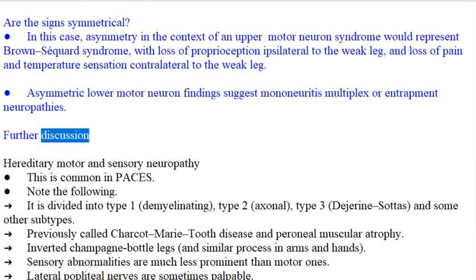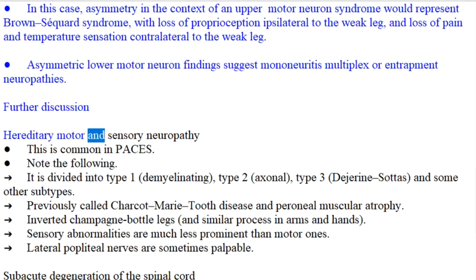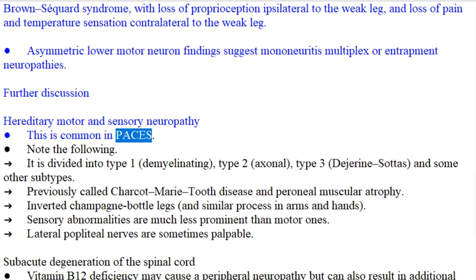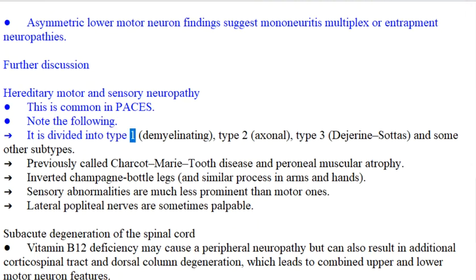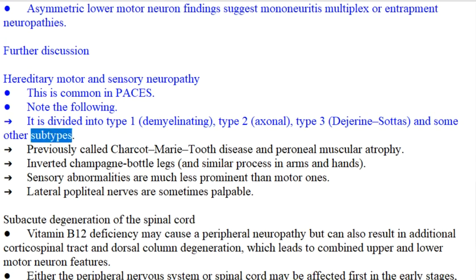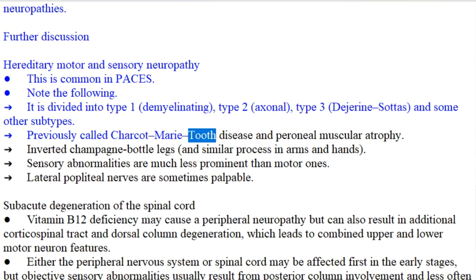Further discussion. Hereditary motor and sensory neuropathy. This is common in PACES. Note the following. It is divided into Type 1, demyelinating, Type 2, axonal, Type 3, Dejerine-Sottas, and some other subtypes. Previously called Charcot-Marie-Tooth disease and peroneal muscular atrophy.